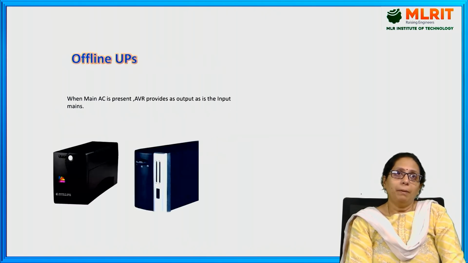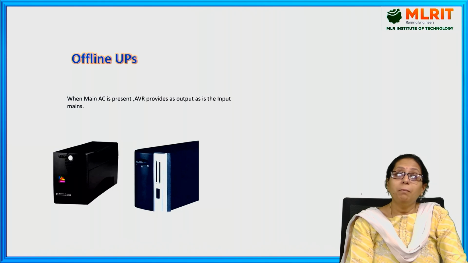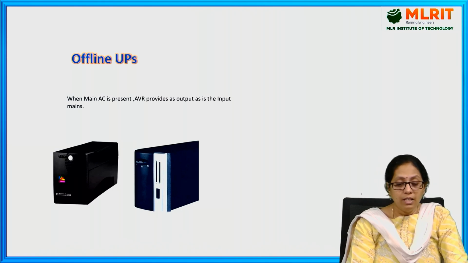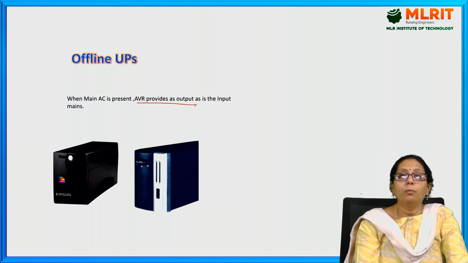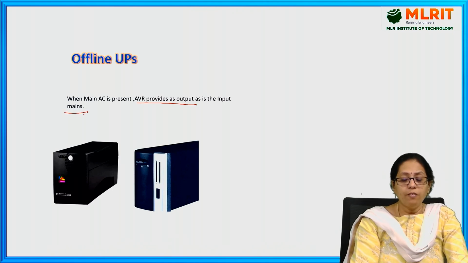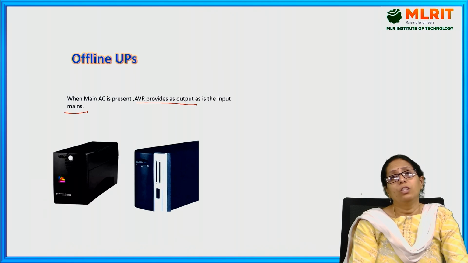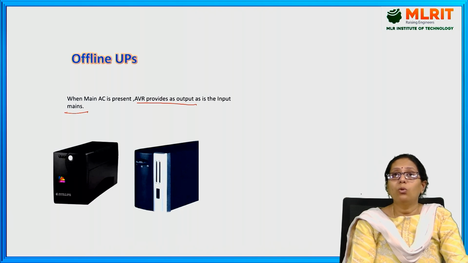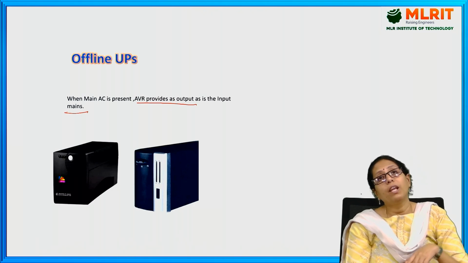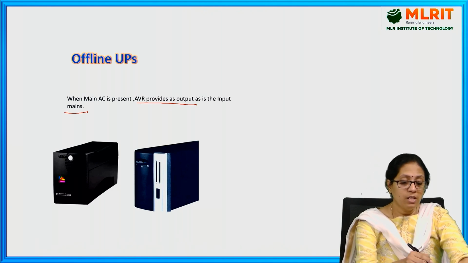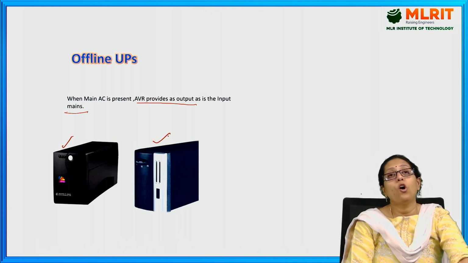Next, the second type is offline UPS. When the main AC is present, the AVR provides an output as is the input mains. That means the offline UPS is used when the power is on and it is connected. When the power is off, it can provide supply only for a limited time duration. This is the offline UPS, and here you can see the pictures of two different offline UPS systems.